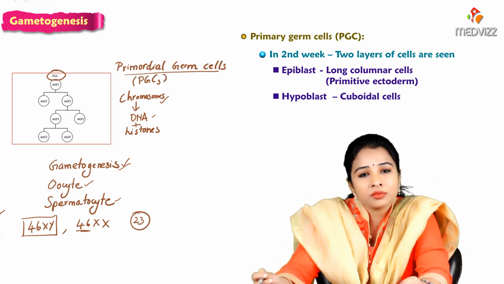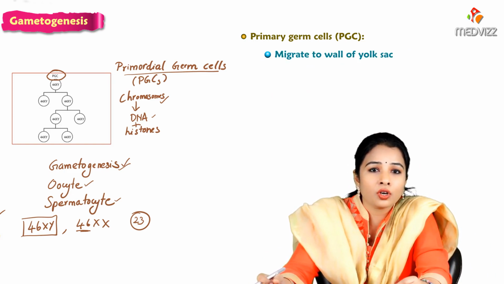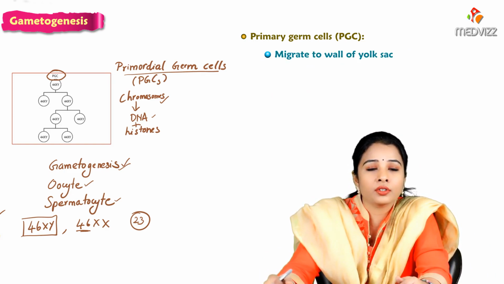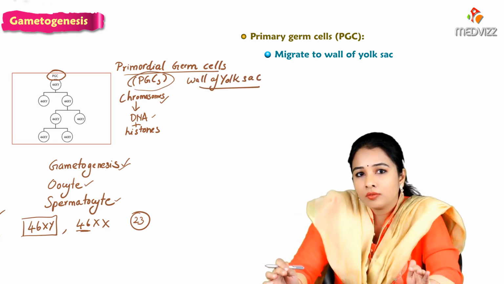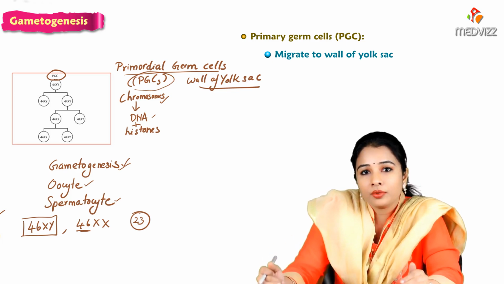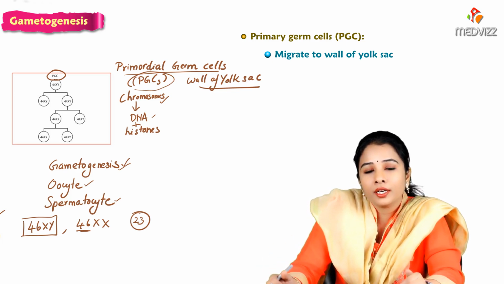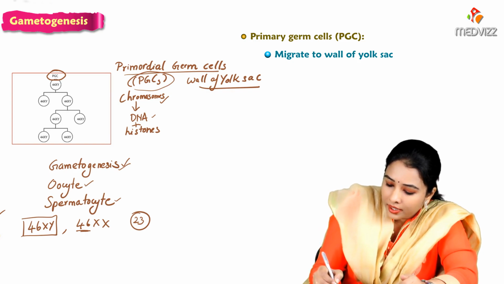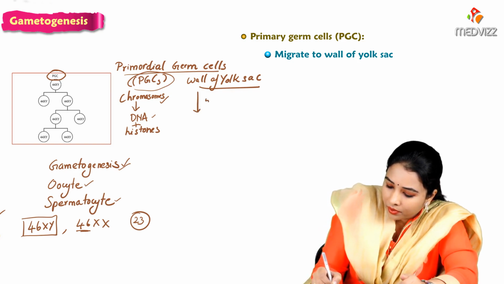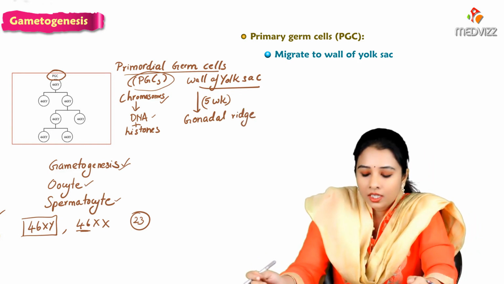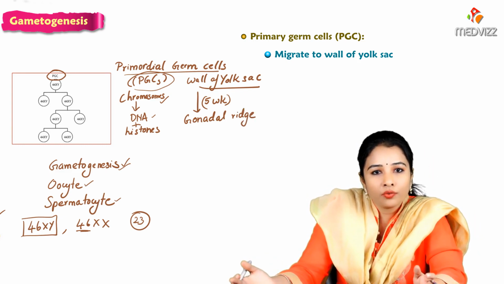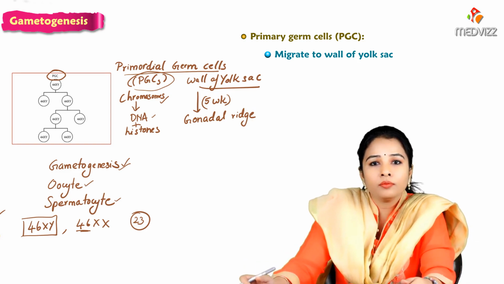These primordial germ cells migrate from the epiblast to the dorsal wall of the yolk sac. Along the dorsal wall of the yolk sac, they migrate to the gonadal ridge during the 5th week. The gonadal ridge in females forms ovaries and in males forms testes.